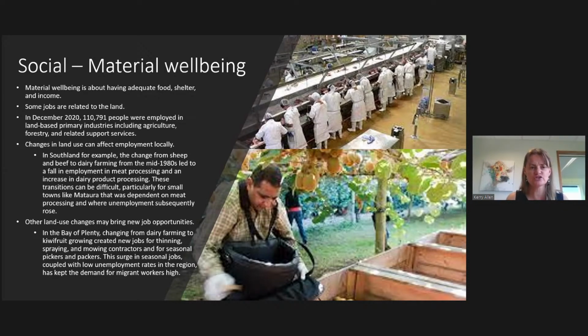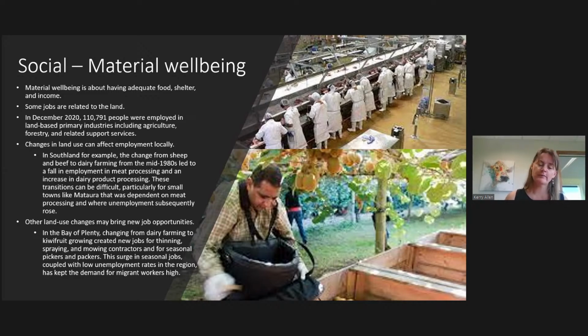Okay, so this is just talking about what happens if that changes. Some changes in land use mean that there's a change of employment. And I talked a little bit about that before. So if you change from sheep and beef to dairying, such as what happened in Southland, then that transition can be quite difficult for some communities, because they're predominantly employed in sheep and beef. And then suddenly they need to upskill, or they need to find new employees who are skilled in the dairy industry.